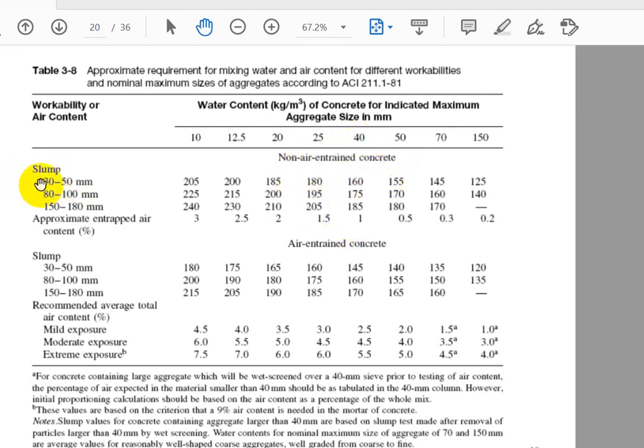So the slump, the one we have in the example is 30 to 60, and the one we have in the tables has 30 to 50, 80 to 100. So the one we need is the 30 to 50 because it's the only one that matches the requirement. We cannot take the 80 to 100 because it exceeds the requirement. So 30 to 50 and corresponding to 40 mm for the aggregate size. It is non-air entrained, so that's it. It's 160.